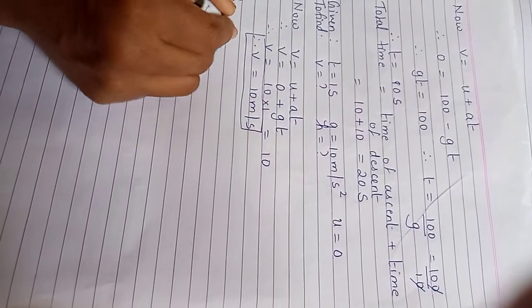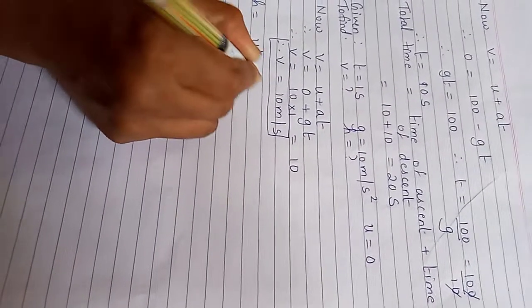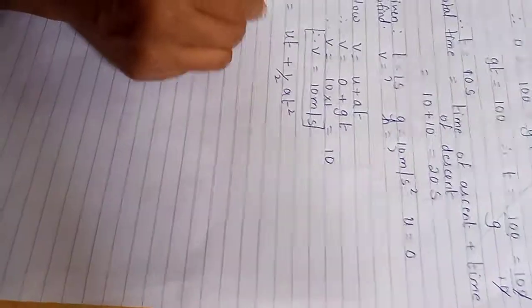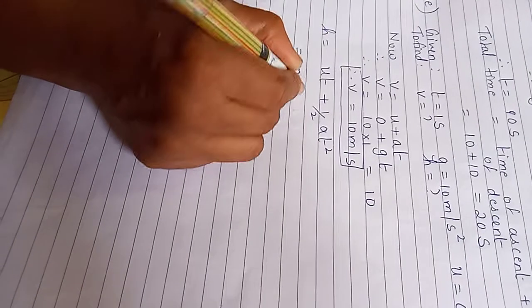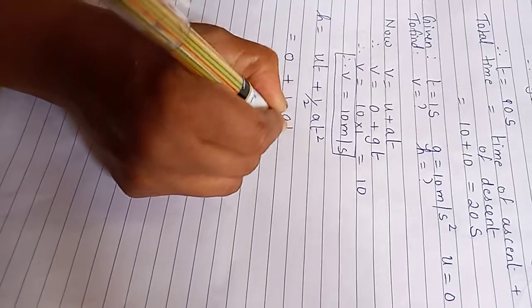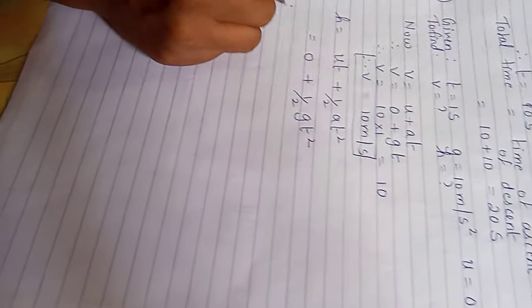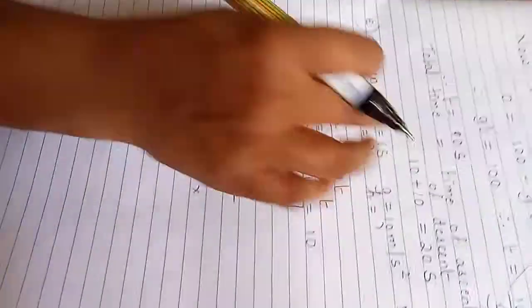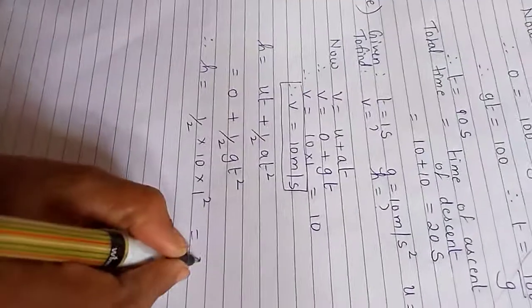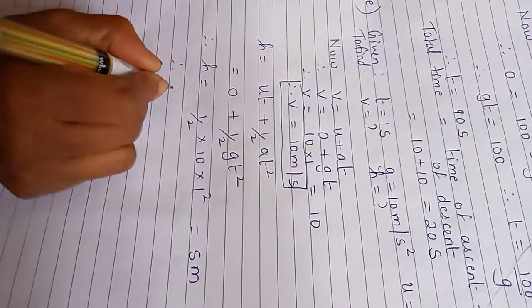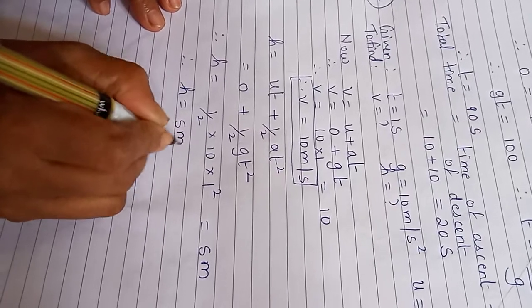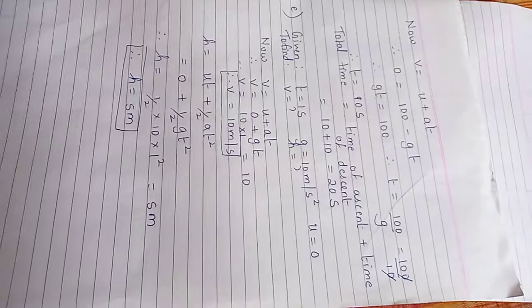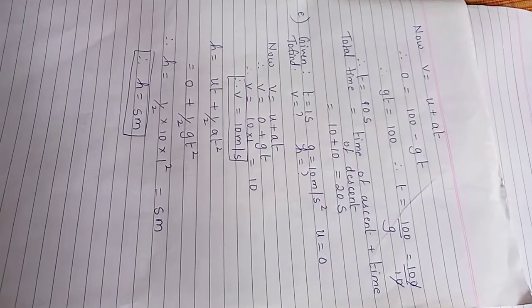H is equal to UT plus half AT square, which becomes 0 plus half GT square. Therefore H is equal to half, G is 10, T is 1 square, that is 5 meter. Students, please write it in a box. Are you okay? Is it fine with you?